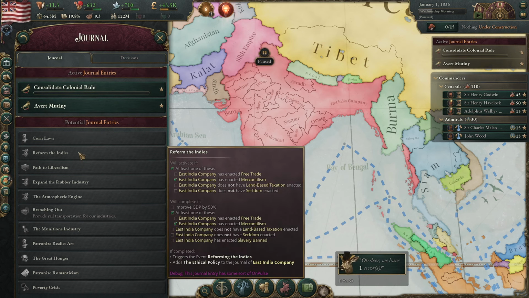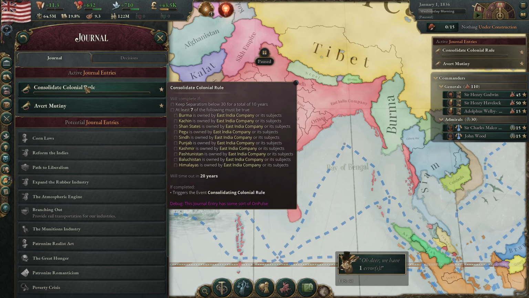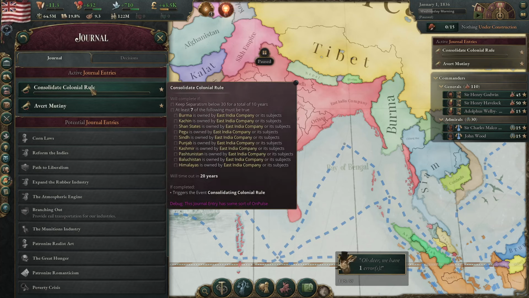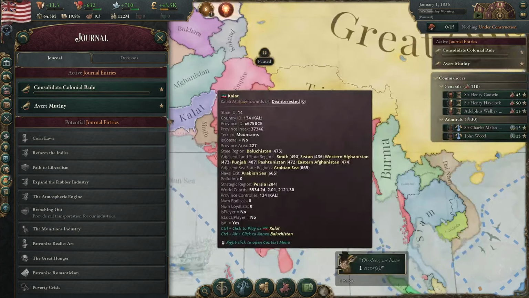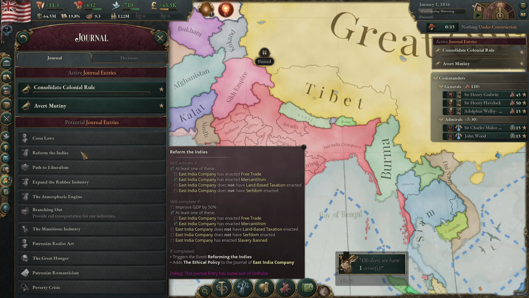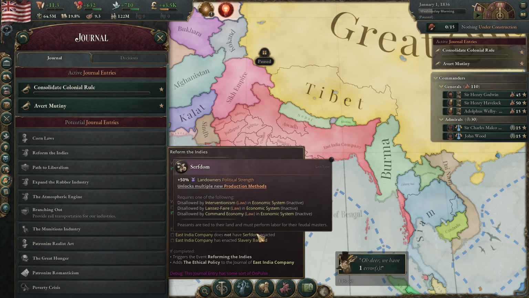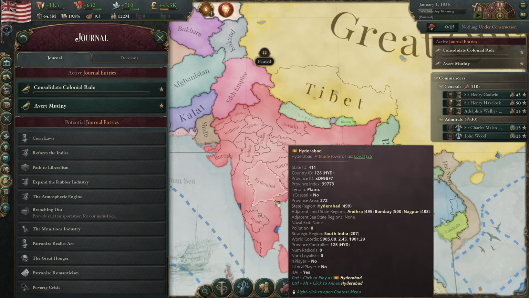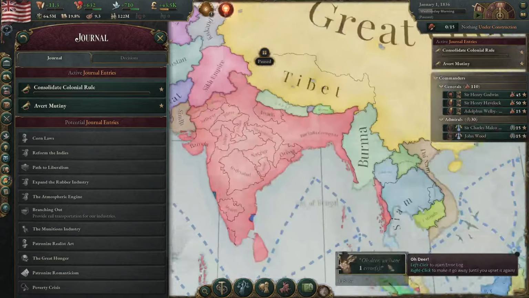Reform the Indies is the one that's a little bit harder, because this one you just need to be stronger than everybody, and guess what? You're stronger than everybody. You just need to do diplomatic plays, and then you solve this issue. But Reform the Indies is going to require you to improve GDP by 50%, have free trade or mercantilism, land-based taxation gone, serfdom gone, slavery banned. So that's tough. That's tough. It's going to be tricky. It's going to require you to do a lot of fighting against your landowner. But that's okay, because you can just beat the crap out of them all the time.